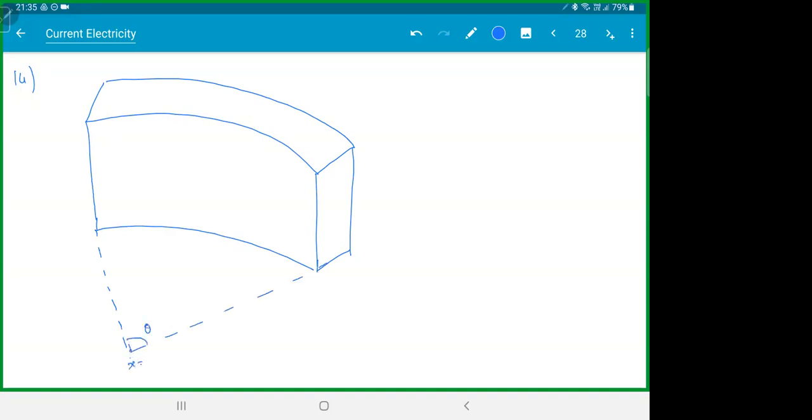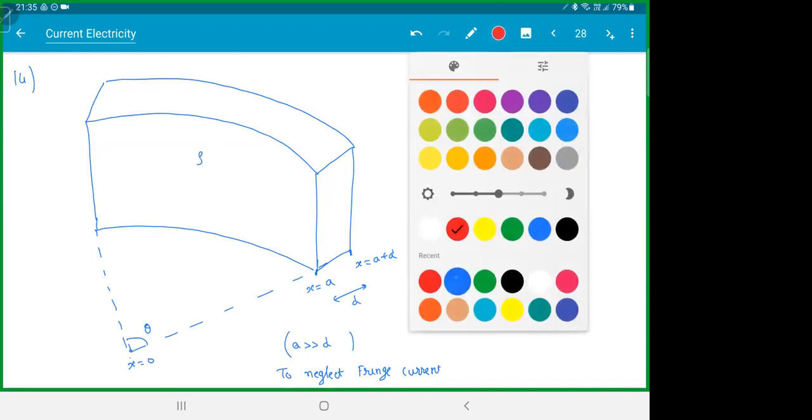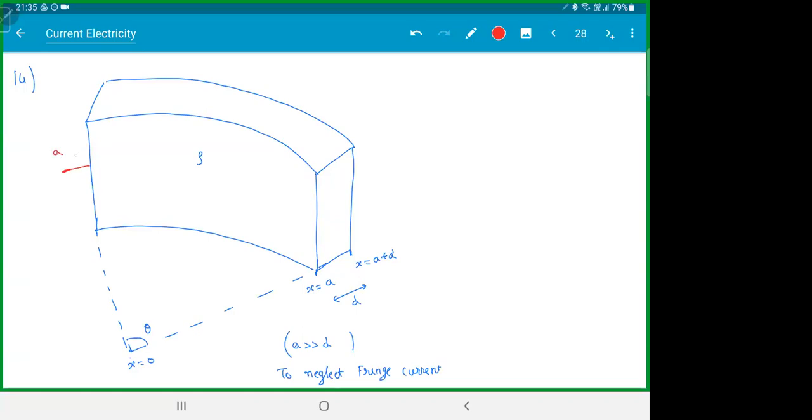So this point is x is equal to 0. This point is x is equal to a. And this point is x is equal to a plus d. That means this thickness is d. A is much greater than d, to neglect the fringe effects. The current will start getting messed up on the edges. This angle is theta. This resistivity is rho. You're connecting the battery between A and B.